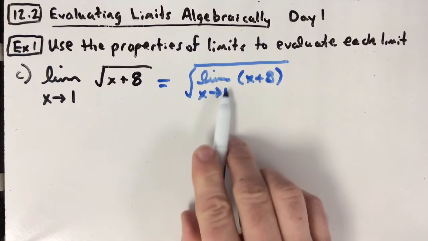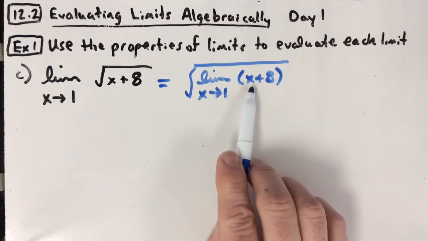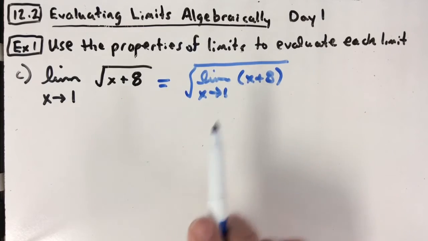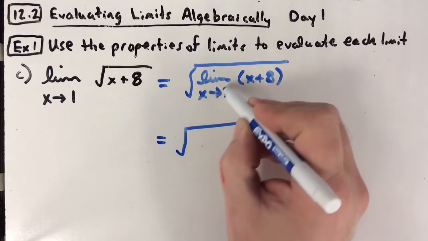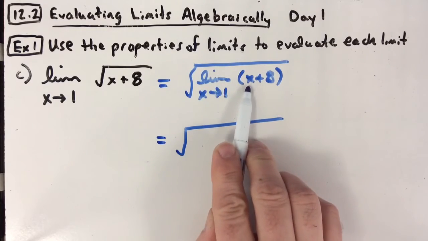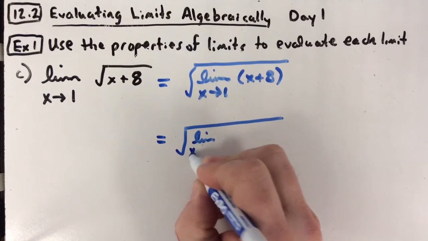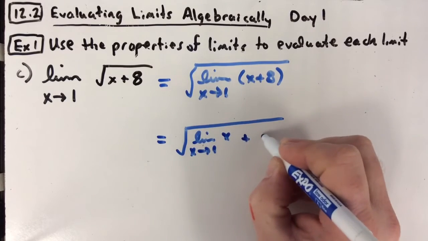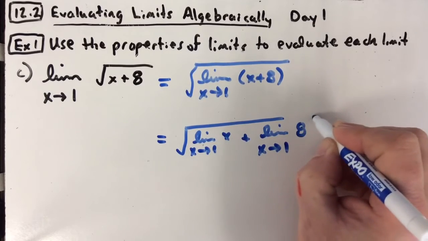And now I want to take a look at the limit and see if we just have x or a constant, and I don't. I have 2 things being added together. So I'm going to need to use the sum property to break these 2 into 2 separate limits. So this would be equal to the square root of the limit as x approaches 1 of x plus the limit as x approaches 1 of 8.